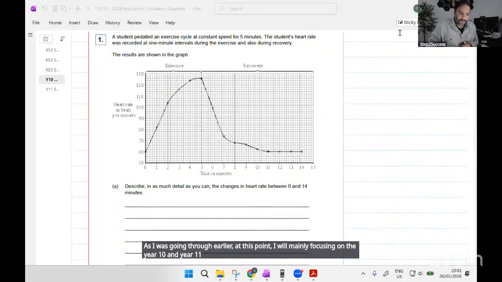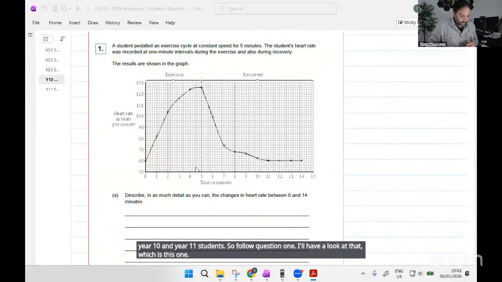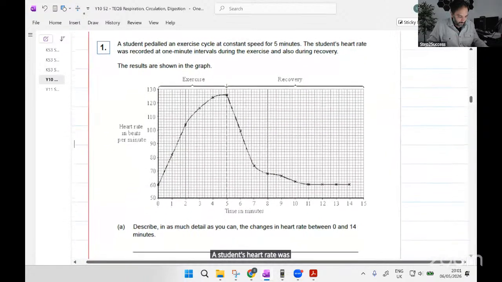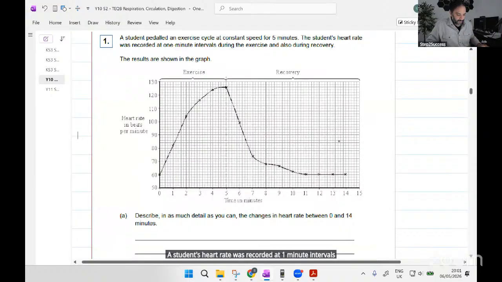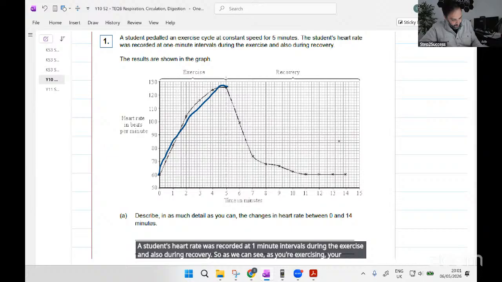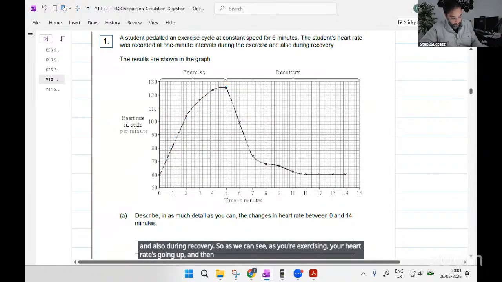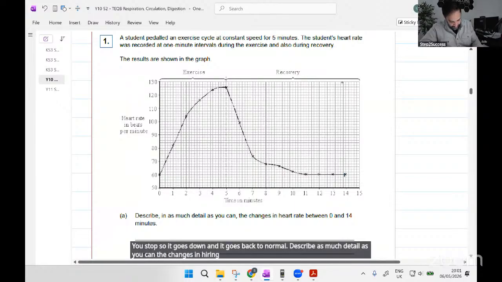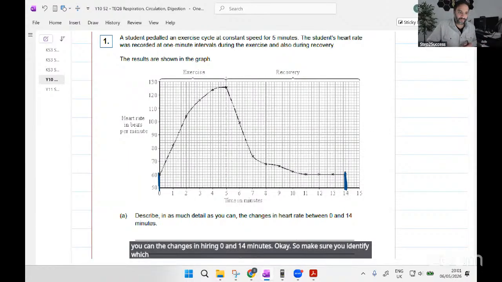So, all of question 1, let's have a look at that, which is this one. A student pedaled an exercise cycle at constant speed for 5 minutes. The student's heart rate was recorded at 1 minute intervals during the exercise and also during recovery. So as we can see, as you're exercising, your heart rate's going up, and then you stop, so it goes down, and it comes back to normal. Describe in as much detail as you can the changes in heart rate between 0 and 14 minutes. Okay, so make sure you identify which bit you're referring to.